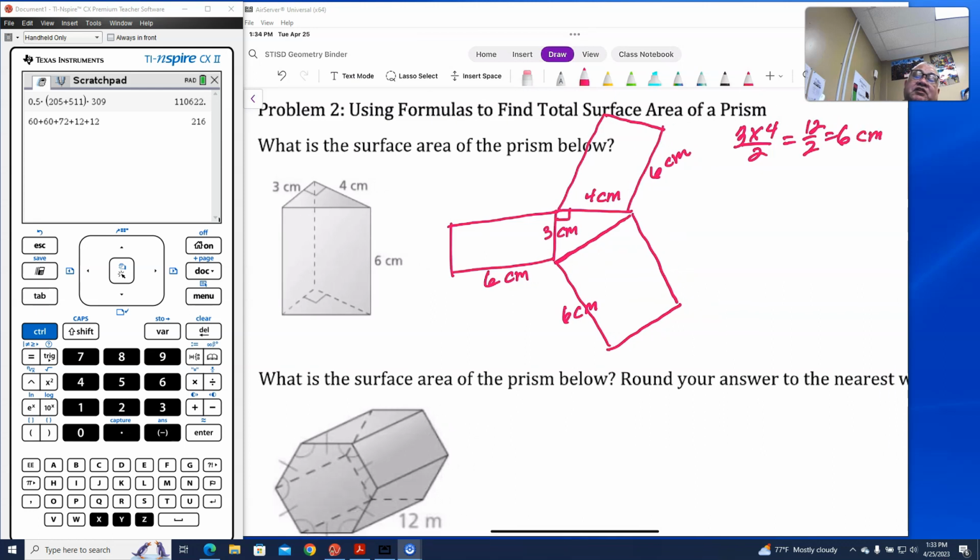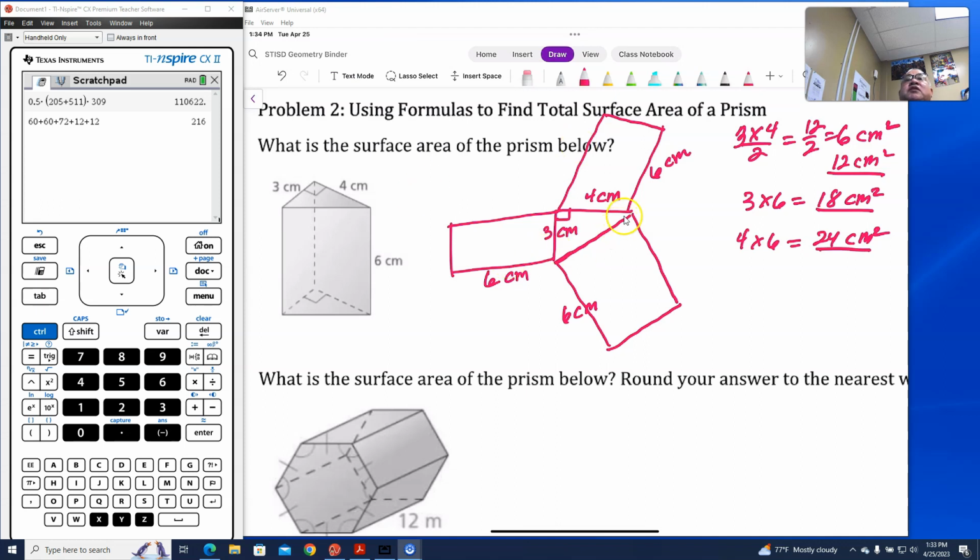So it's actually going to be 12 centimeters squared. So there's going to be two triangles. Now we can find already the area of 2 of the rectangles. 3 times 6 gives you 18 centimeters squared, so we're going to add that amount. The other rectangle is 4 times 6 gives you 24 centimeters squared.